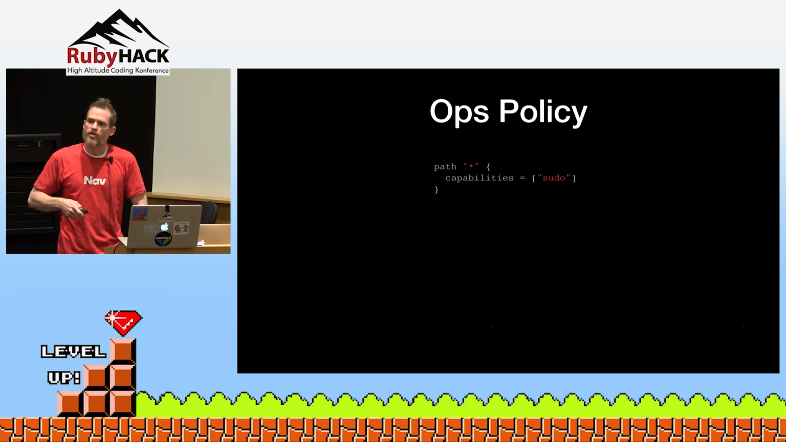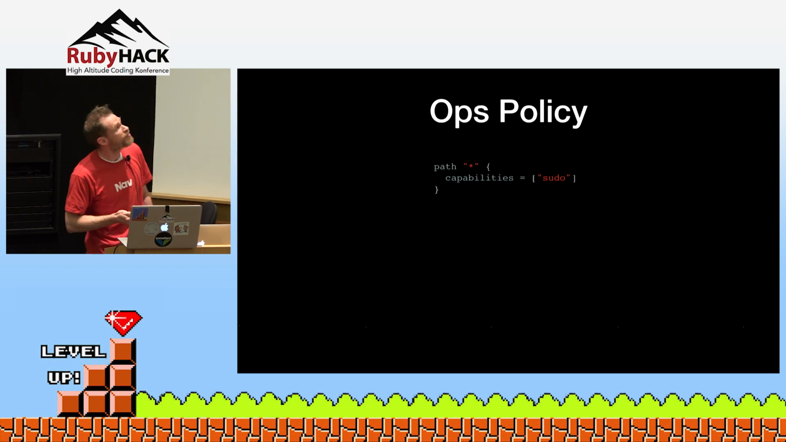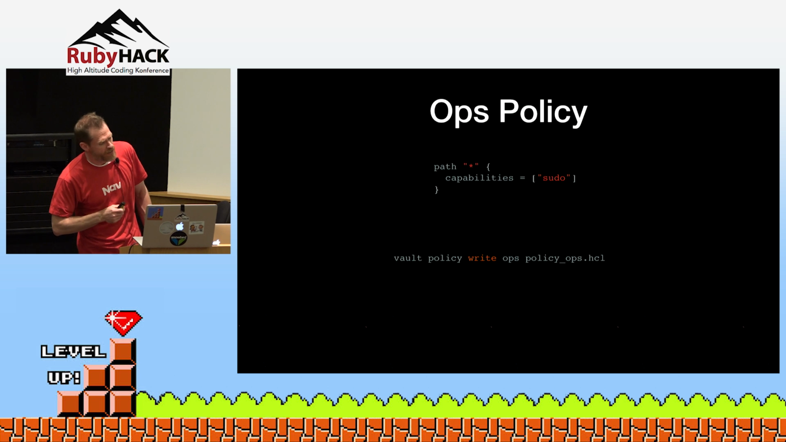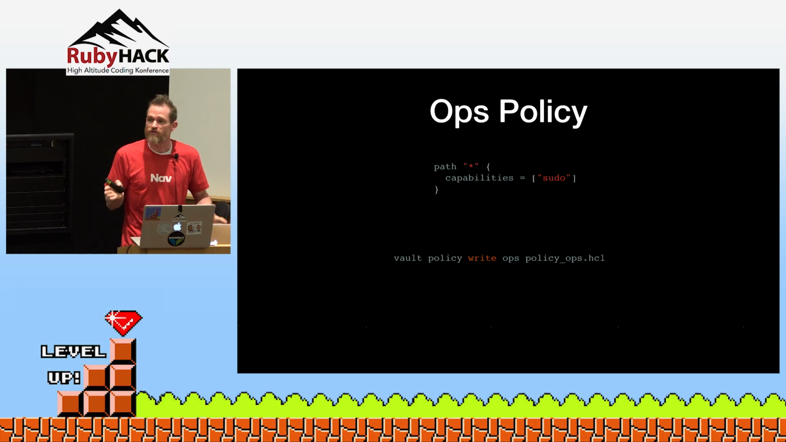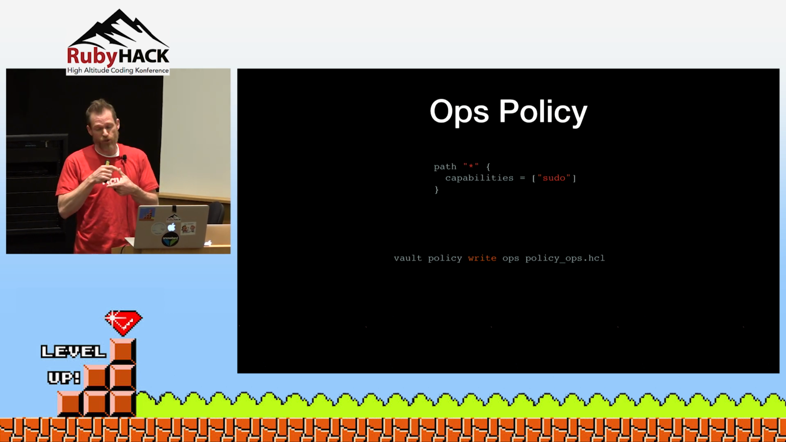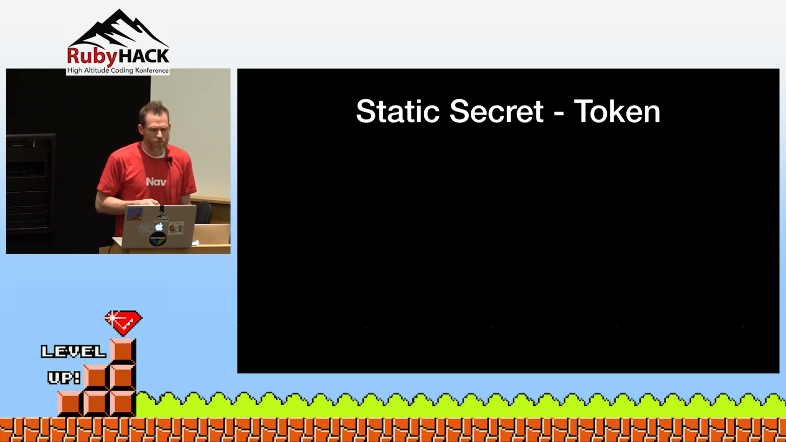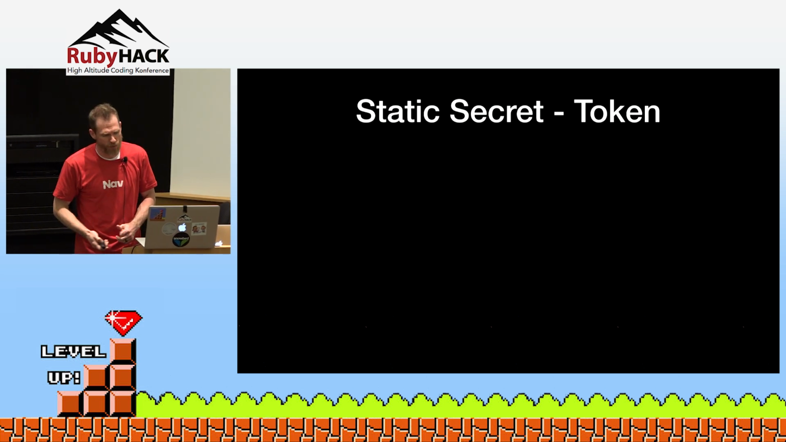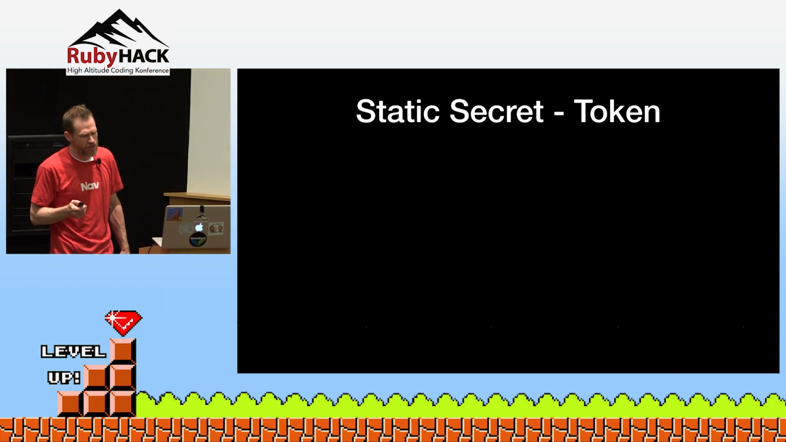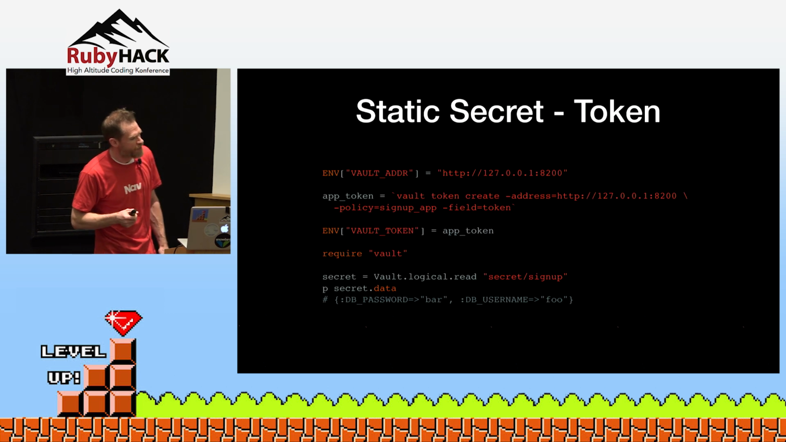While we're at it, we could also create a somewhat temporary policy. This could be an ops policy that is basically root privileges, but it's tied to a token that doesn't live forever, and it should also be identified by, you know, who it is that's running it. So with these policies in place, we're going to go back to see how we would use this in Ruby.